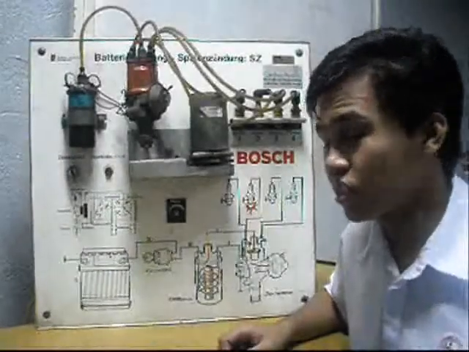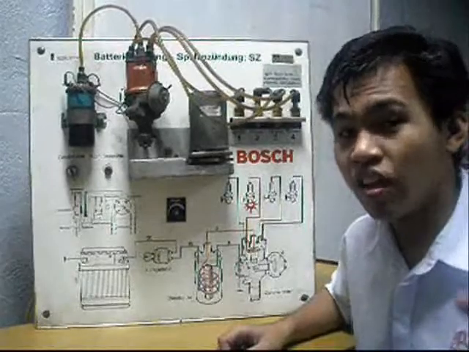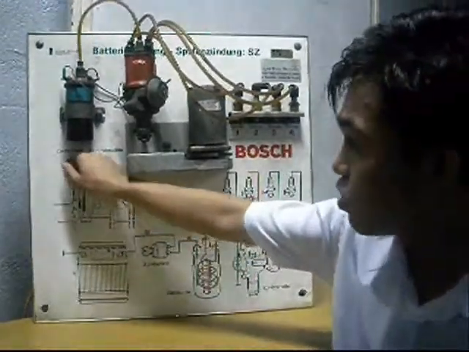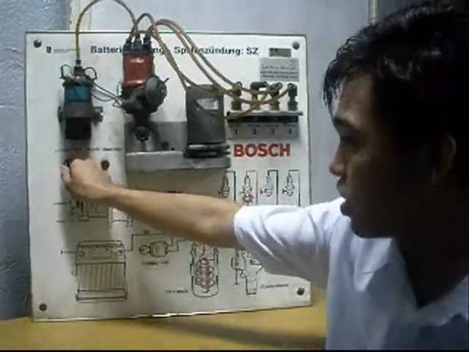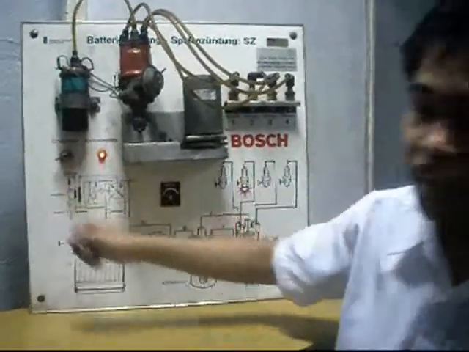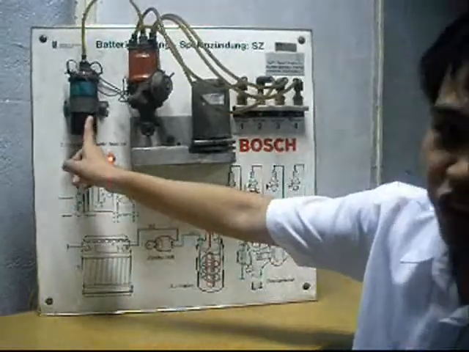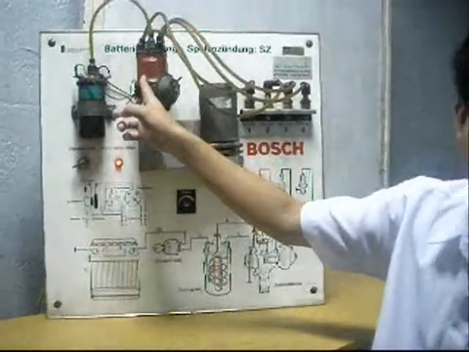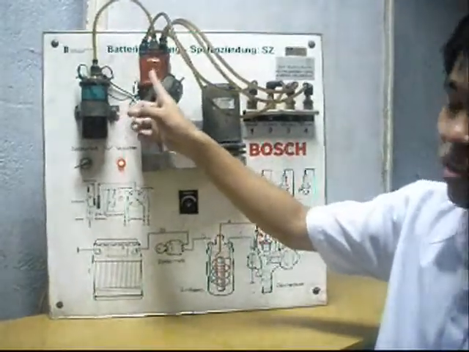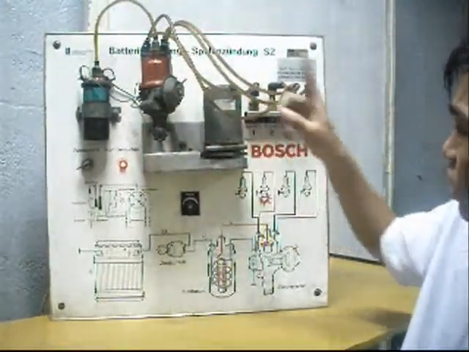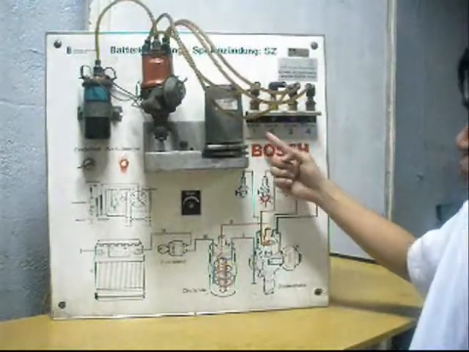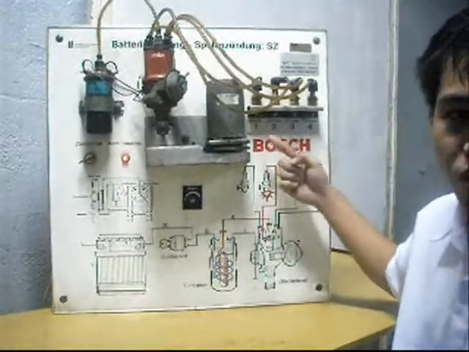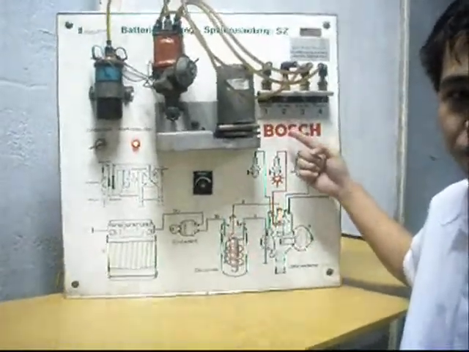In order to better understand the conventional ignition system, let's use this model of a conventional ignition system. Let's switch on this conventional ignition system. As you can see, the ignition coil produces thousands of volts, then it will go to the distributor. The distributor will distribute the thousands of volts to the spark plug. This spark plug will produce a spark to ignite the air and fuel mixture in the combustion chamber.